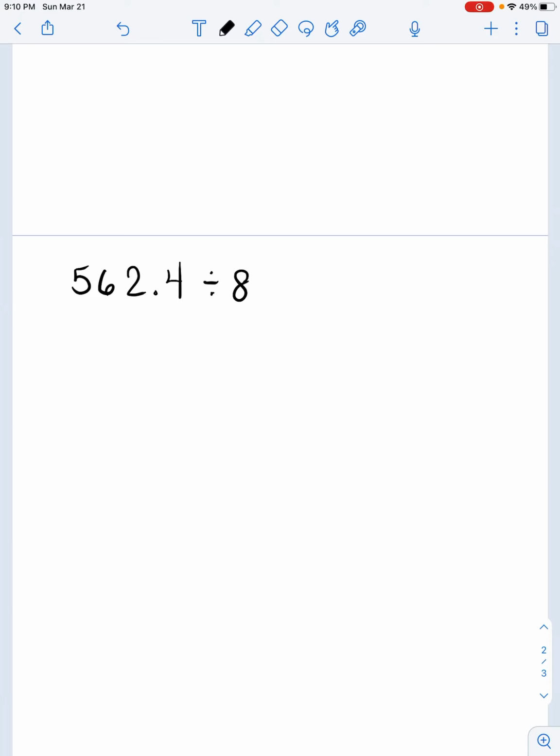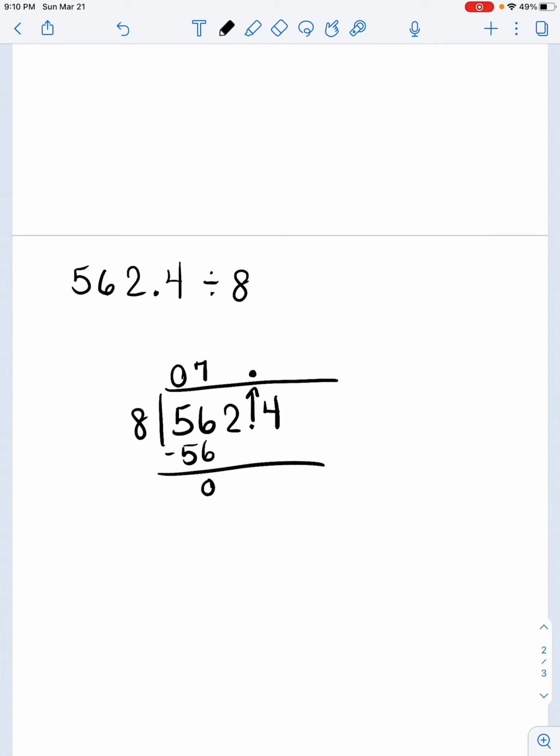This one has a decimal in it. And when we have a decimal in our dividend, right? That's what goes in the house. All I have to do is bring this up, line it up, and then I divide as if this were a whole number. I ignore the decimal point because it's already taken care of. So 8 goes into 56. Well, 8 doesn't go into 5. 8 goes into 56 7 times. And that's 56. Okay, and that's 0.